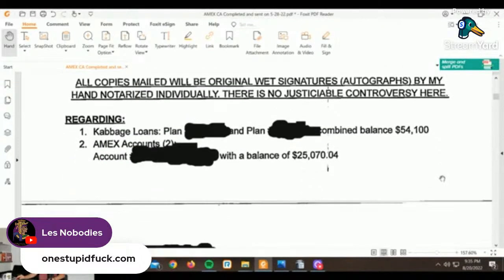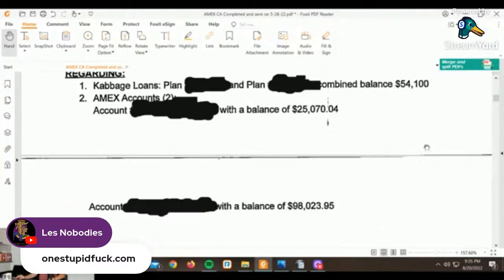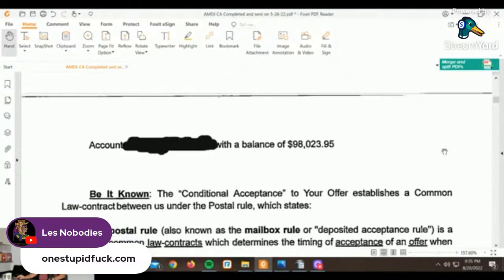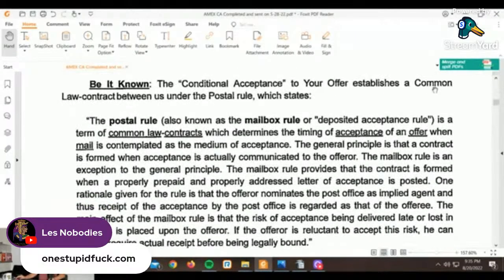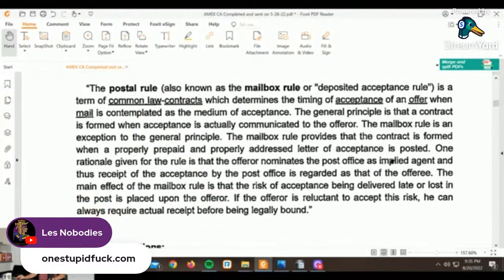So this is regarding 2 different cabbage loans that equaled $54,100. And this also includes 2 different American Express accounts. One had $25,070 and one had $98,023. Okay. So the first part that I roll into here on this conditional acceptance is basically the common law contract via the postal code, right? So the postal code says that once they sign for this parcel that I'm going to send them, basically we now have a common law contract. Okay. So that's basically what this section is.